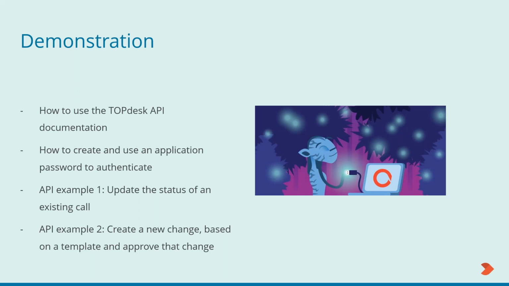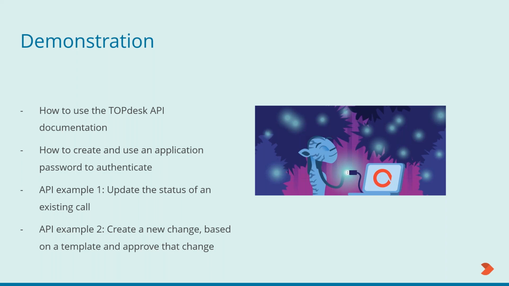We're now moving on to the demonstration part of this webinar. There's several topics that I want to cover during this demonstration. So first, we'll have a look at some example endpoints in our documentation. I'll then explain and show you how to create and use an application password to authenticate. And we're going to run through two scenarios that I've created.